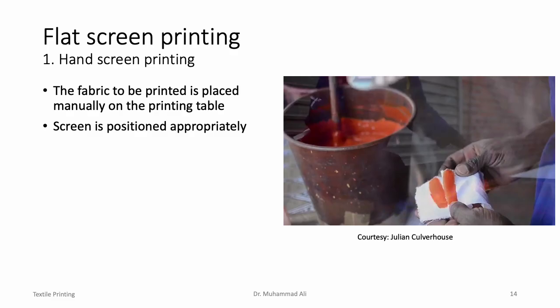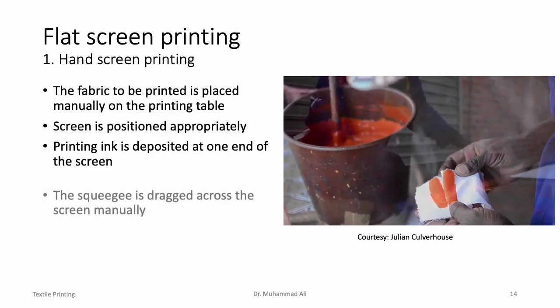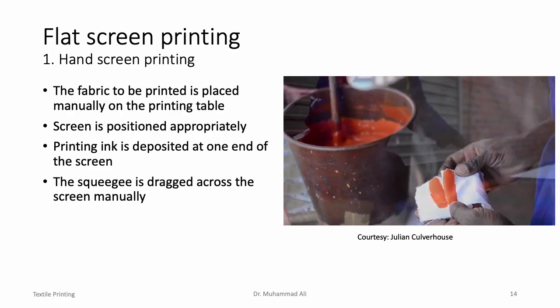The workers are then going to position the screen carefully on the fabric. This is again done manually. And then they are going to put a certain amount of ink on the screen at one side of the screen. Then they manually drag the squeegee across the screen. So that's the important process, because this is where the variation comes in.